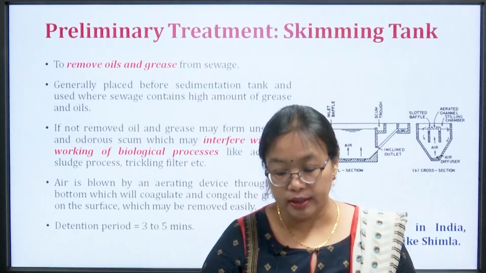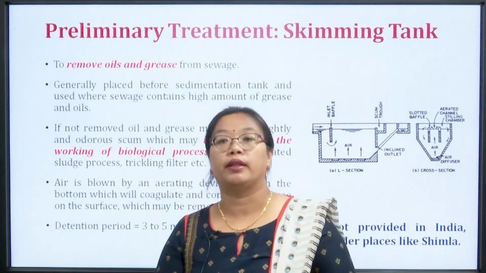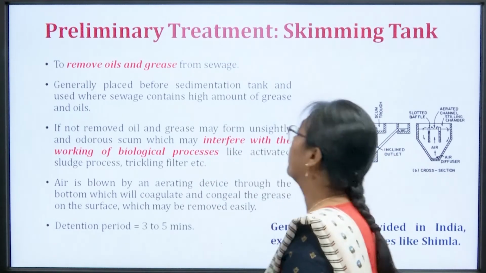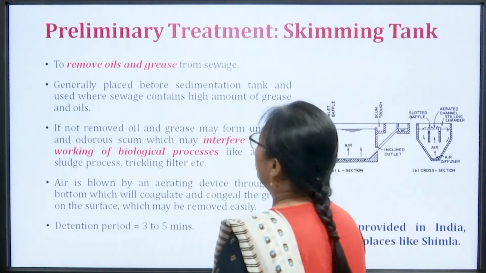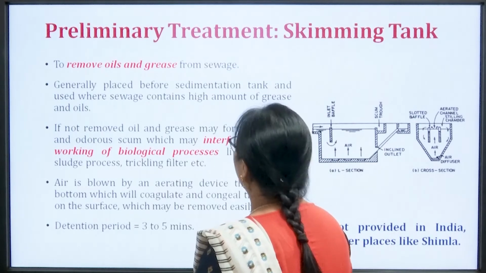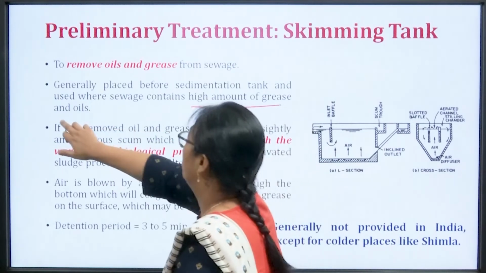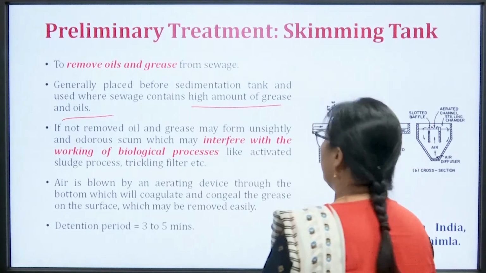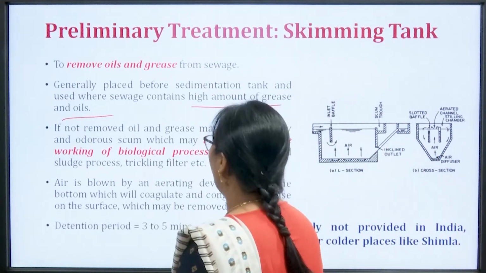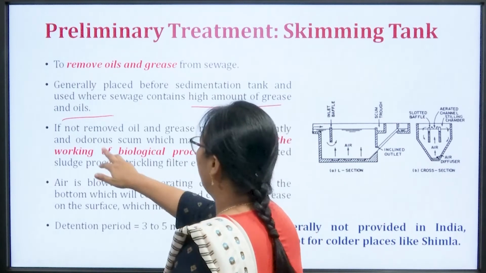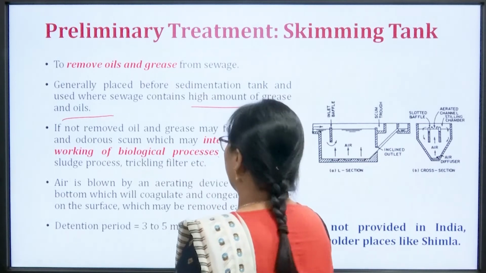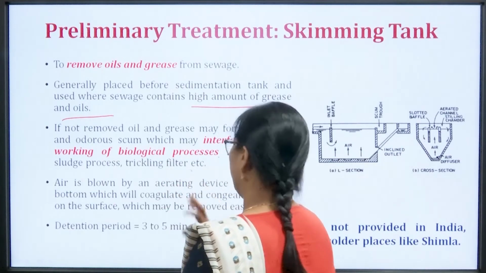Then next is the skimming tank. What are skimming tanks? Skimming tanks are also very important. They are used to remove oil and grease from sewage. They are generally placed before the sedimentation tank and used when sewage contains a high amount of grease and oil. If not removed, oil and grease may form unsightly and odorous scum which may interfere with the working of biological processes like activated sludge and trickling filters.